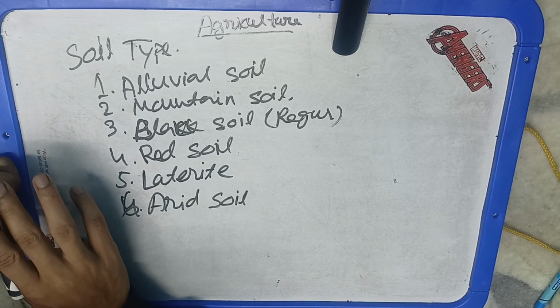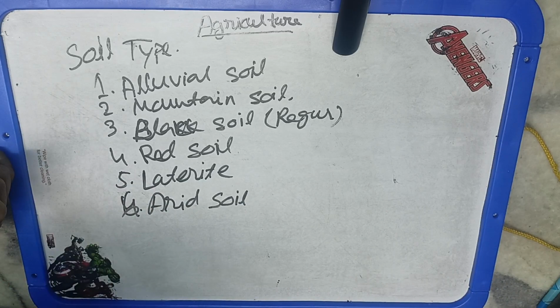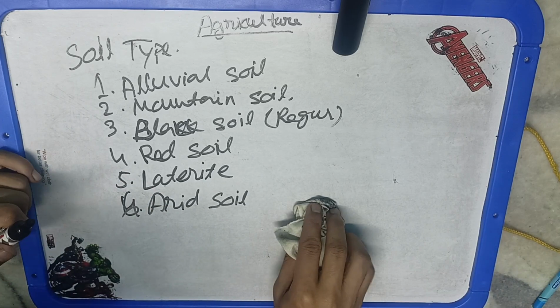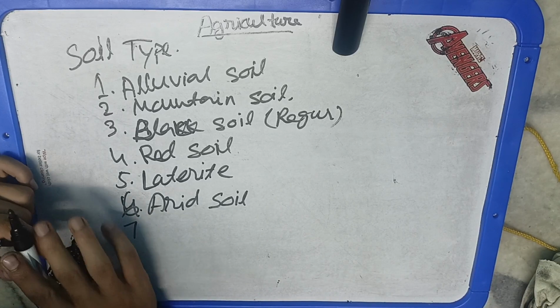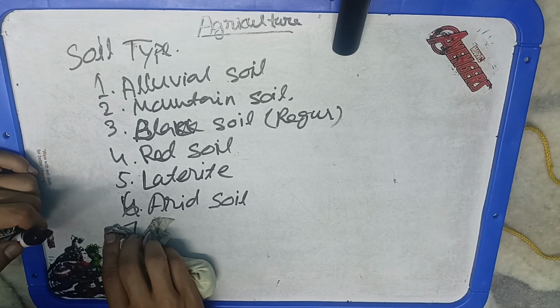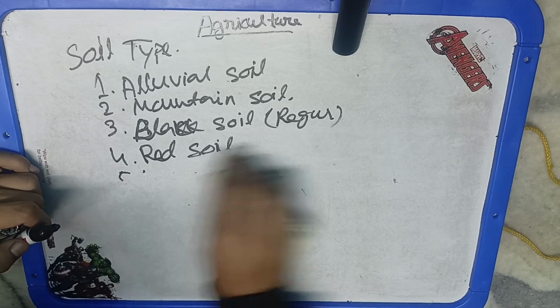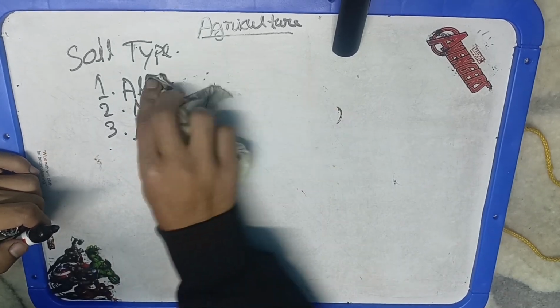Then there are other branches like agriculture extension, agriculture statistics, agriculture economics, biotechnology, agriculture microbiology. The name itself suggests it: statistics related to agriculture, economics related to agriculture, microbiology related to agriculture. So all these are the various branches.